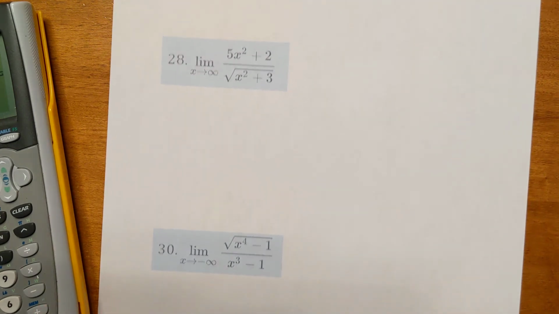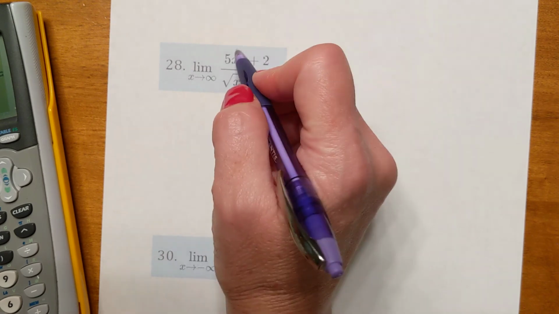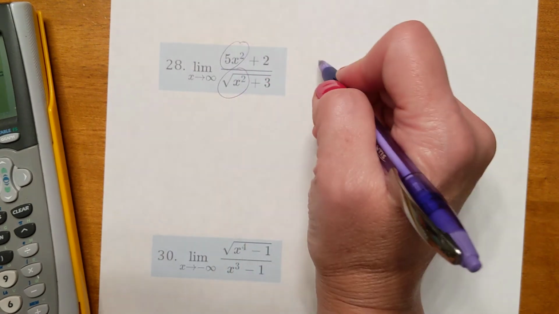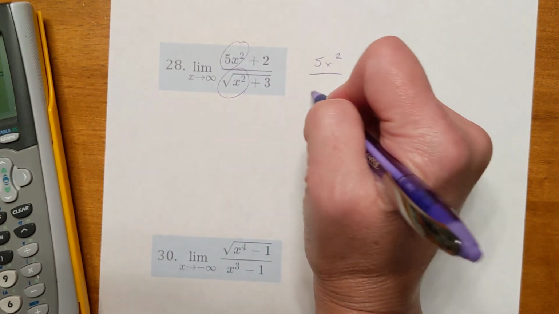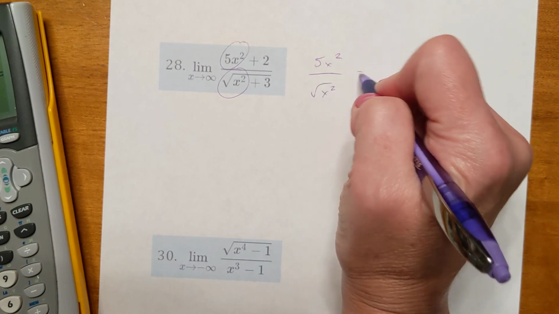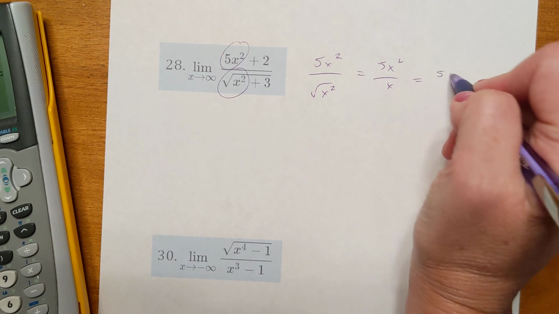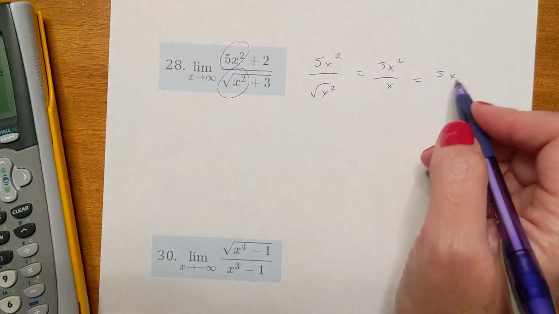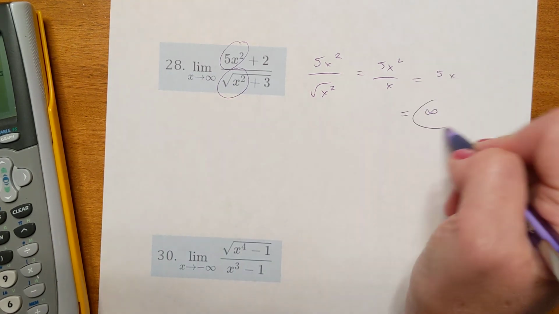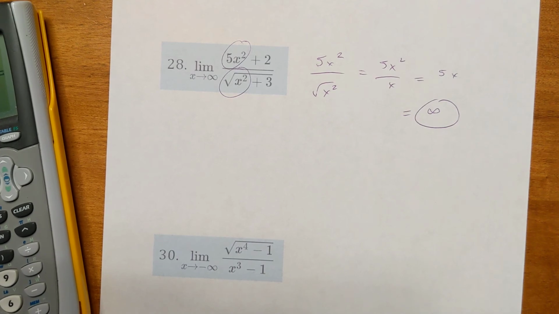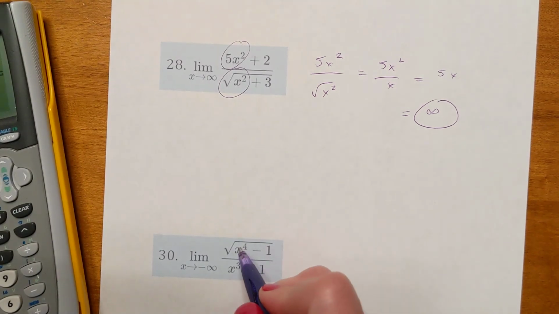On the next one, now this is going to positive infinity, so it's not as messy. The negative infinity one's a little messy. So this is 5x squared over x, which just makes 5x. So as it's going to positive infinity, that's going to infinity.